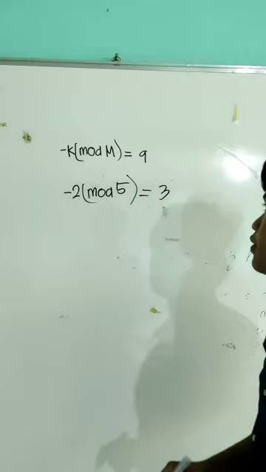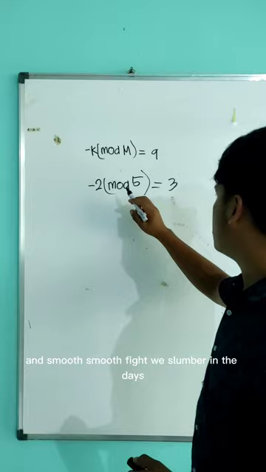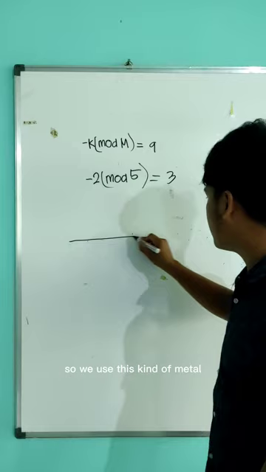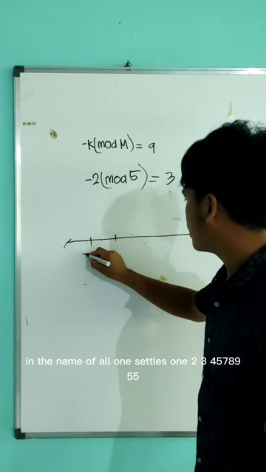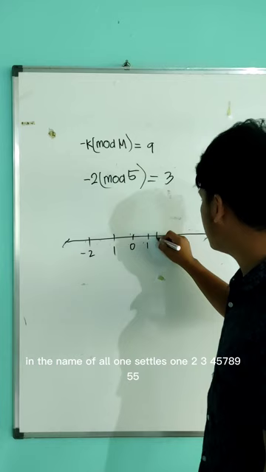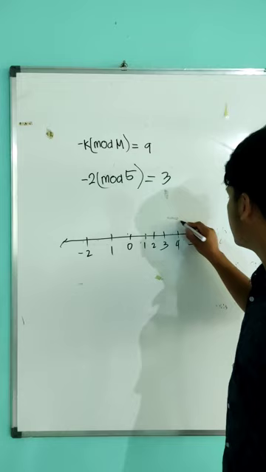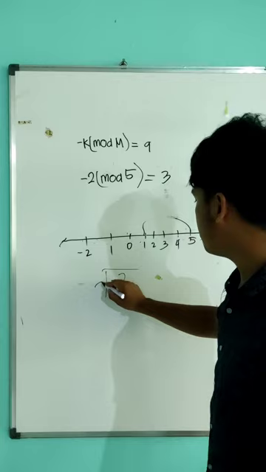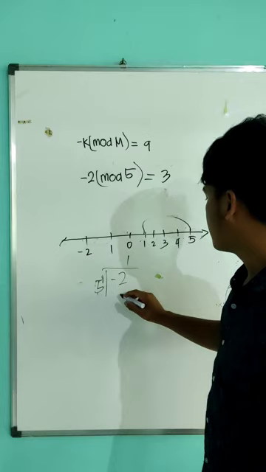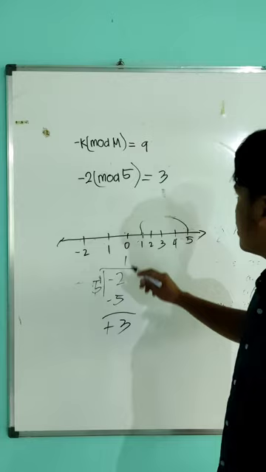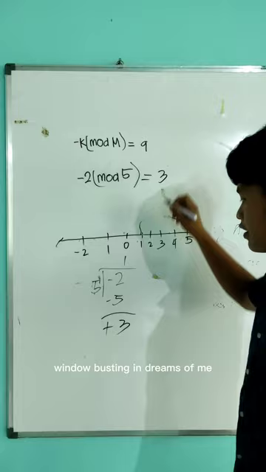So let us prove that negative 2 mod 5 is congruent to 3. Let us use the arithmetic, using this kind of method: negative 2, negative 1, 0, 1, 2, 3, 4, 5. So divided by 5, negative 2 divided by 5 is negative 1, which gives minus 5. So negative 2 minus negative 5 is positive 3. Thus negative 2 mod 5 is congruent to positive 3. So the given is true.